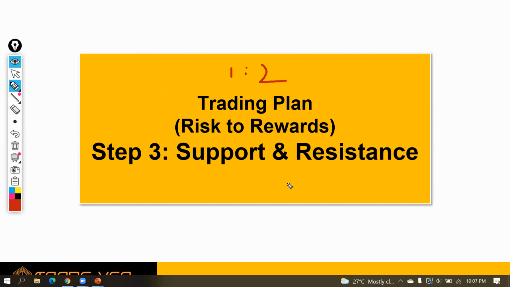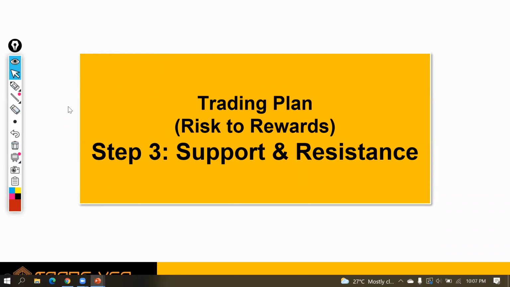I want to ensure my entry is very close to my support level. I want to enter close to supports, and this is how I reduce my risk. So this is how we're going to build support and resistance.